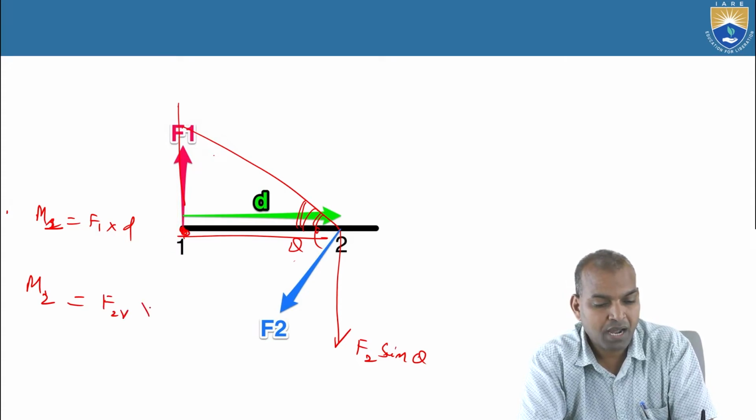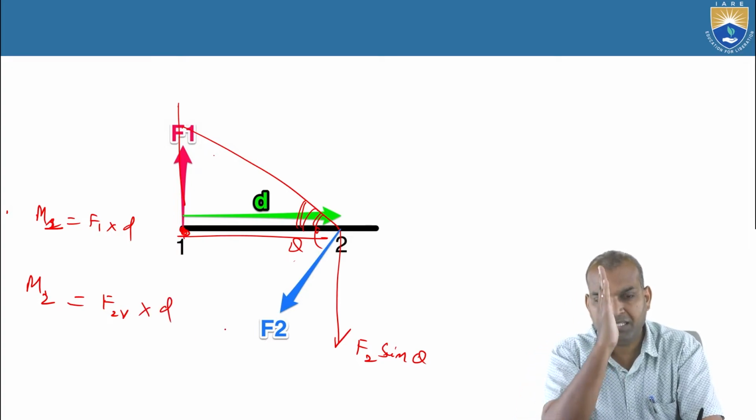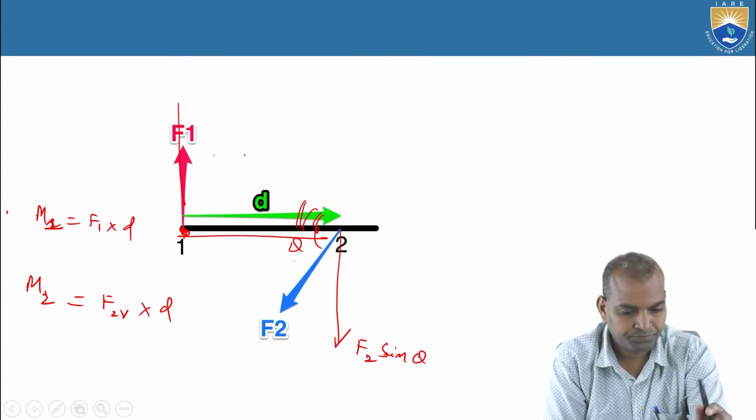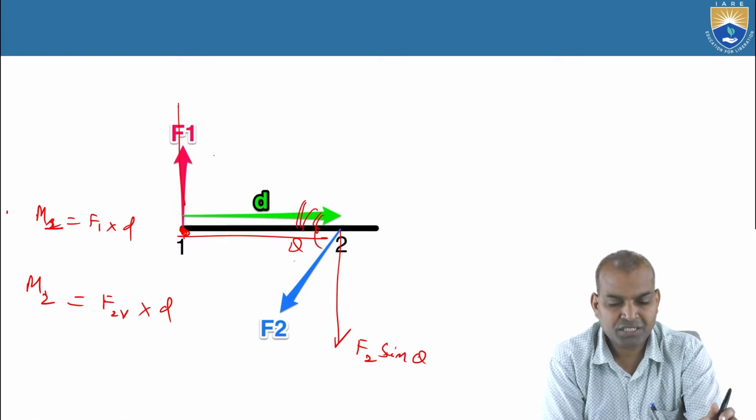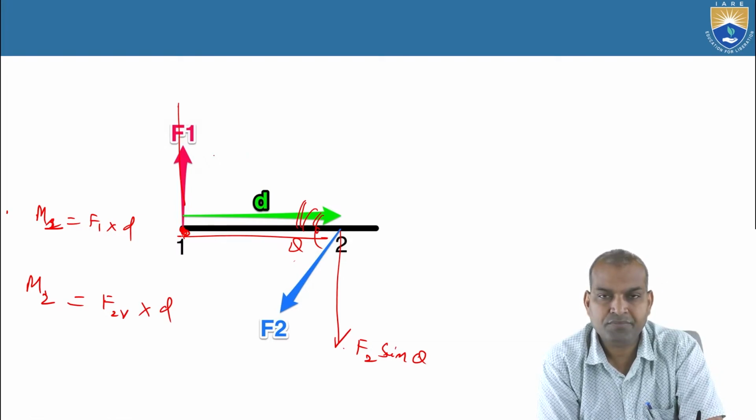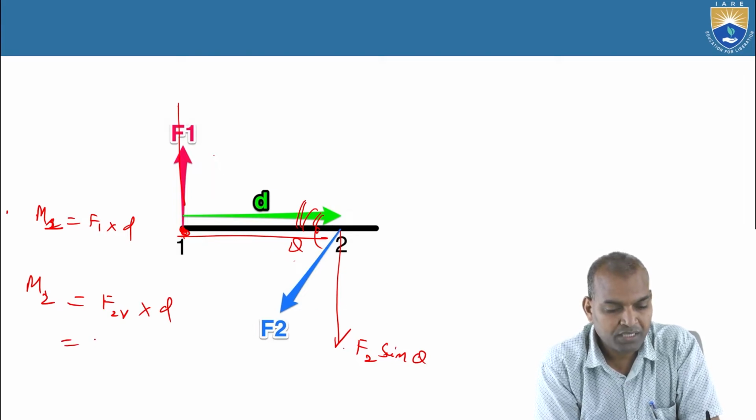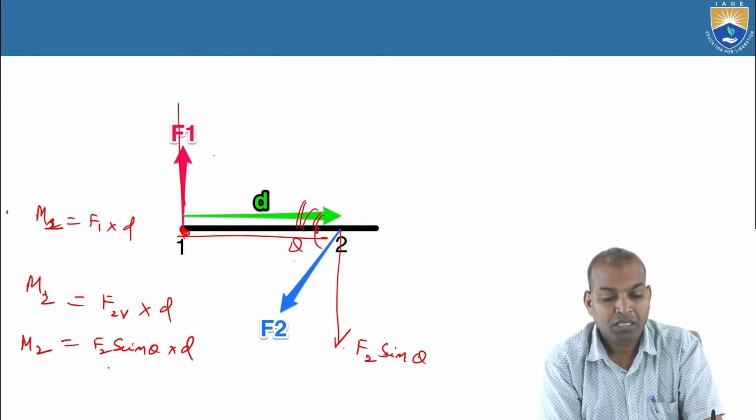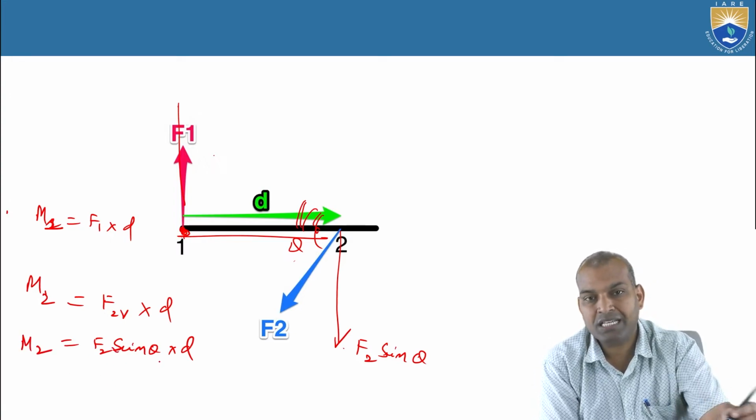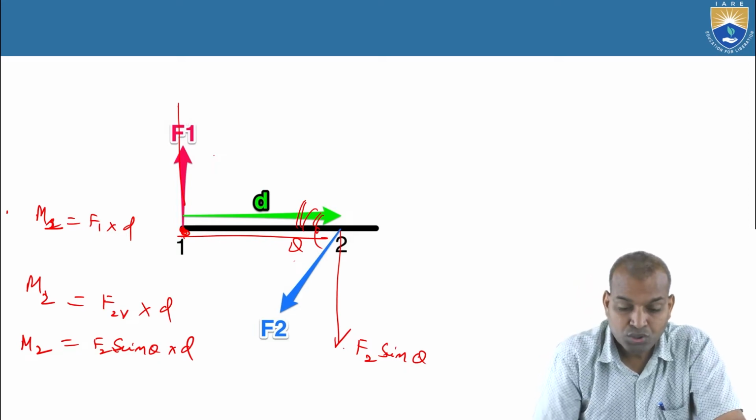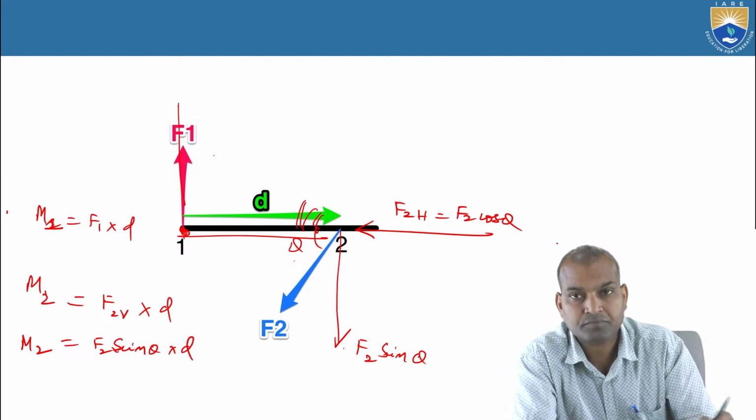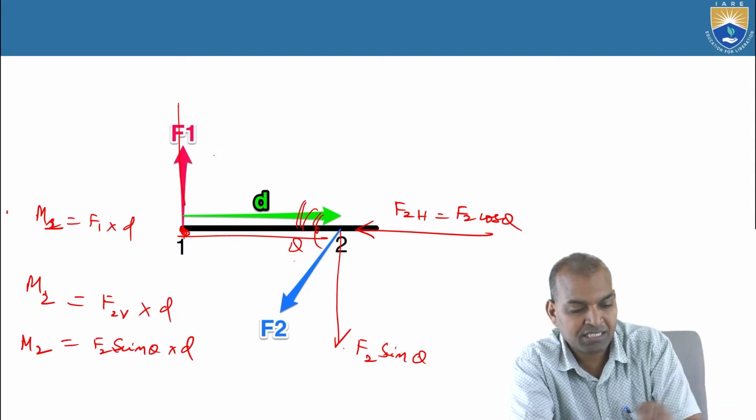Then F2V times D. F2V is the vertical, downward component, and D is the perpendicular distance. So F2 sine theta times this D. So what is that F2V? That is F2 sine theta times D. That is M2. What is theta? Theta is the angle with which this F2 is acting. There is another component, the horizontal component, that is F2H, which is F2 cos theta. This F2 cos theta is acting in this direction.